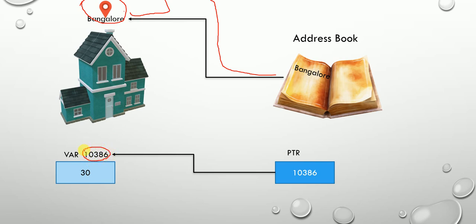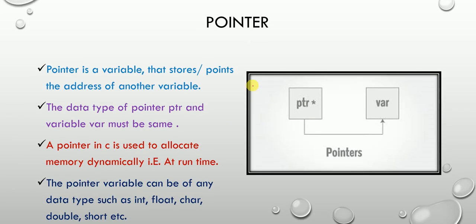Okay, so there are two variables. One is a variable called var, another one is a variable called pointer. So a pointer is a variable that stores the address of another variable. The address is 10386, that will be stored here, and 30 is the value of the variable, right? So you understood what a pointer is now. Okay, so now let's come to the actual points.